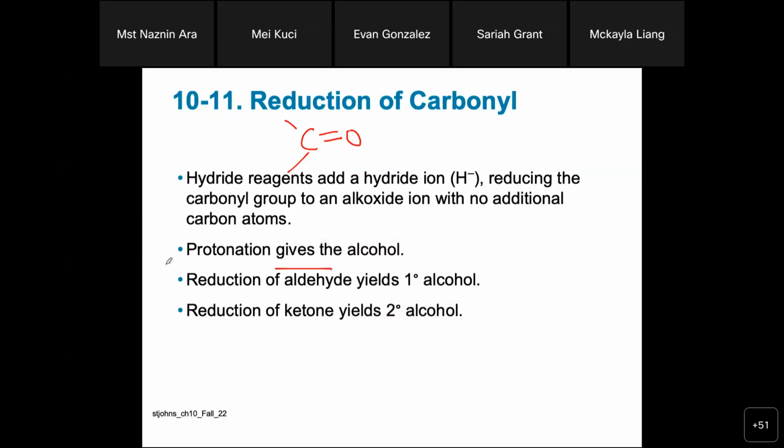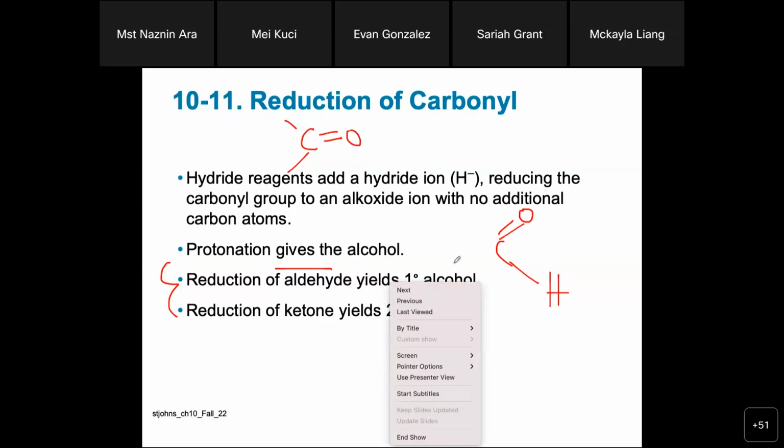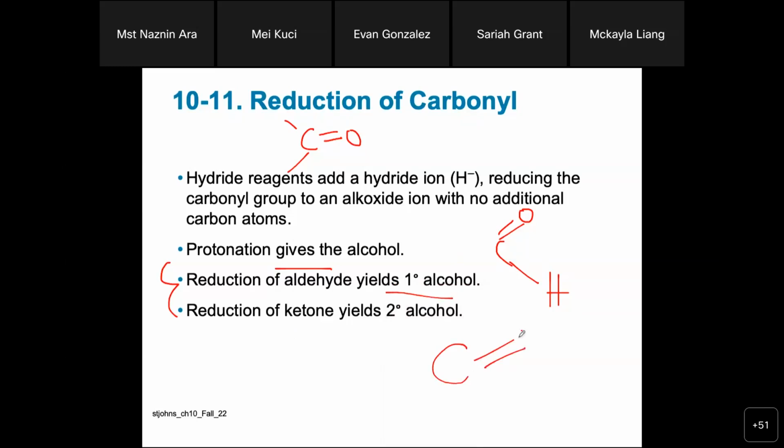Reduction of aldehyde. See here, you need to remember this, then you can solve lots of examples. So in the reduction of an aldehyde, when you see the CHO group, this is the CHO aldehyde group, they will yield a primary alcohol. And when you see a keto group, they will give you a secondary alcohol.